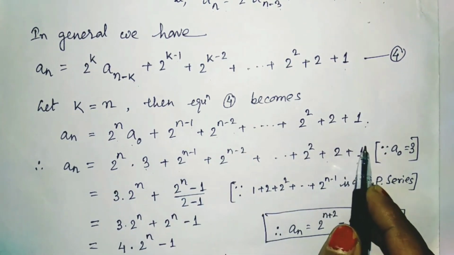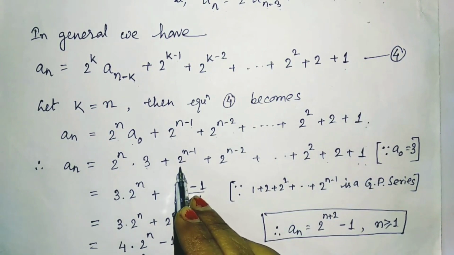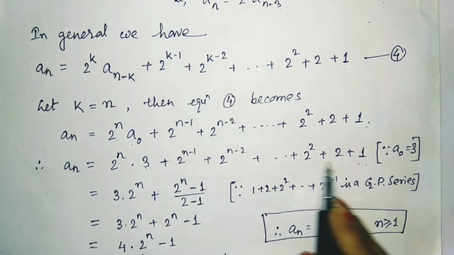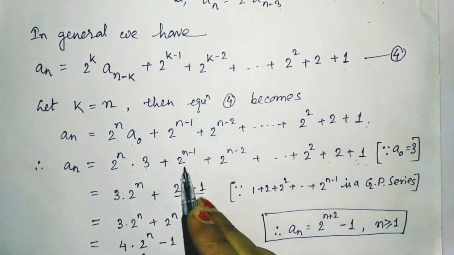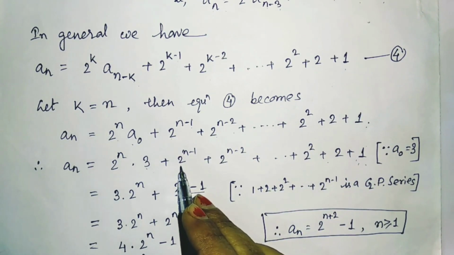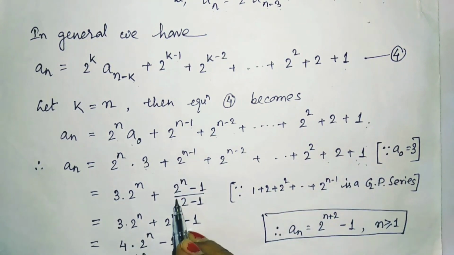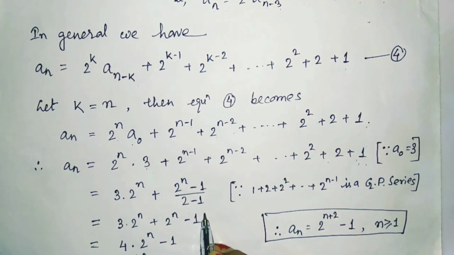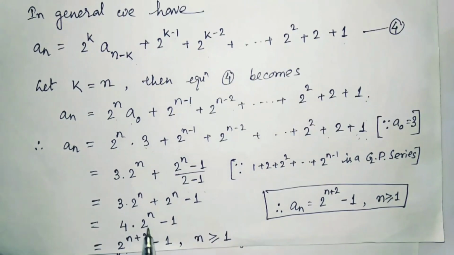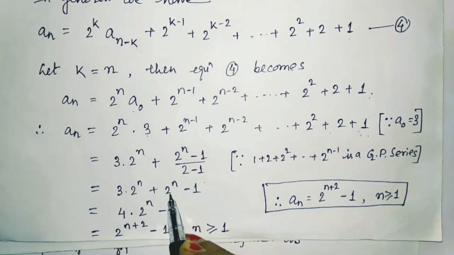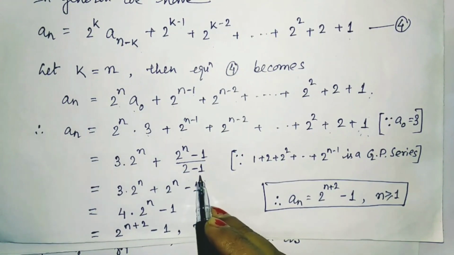It will start from 2 to the power 0 and end at 2 to the power n minus 1. So a total of n terms are there and the common ratio is 2. Hence, its solution is (2 to the power n minus 1) divided by (2 minus 1). Now if you simplify, you will find it is 2 to the power n minus 1, since 2 minus 1 is 1.